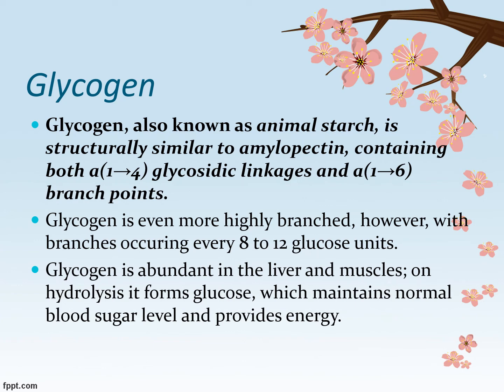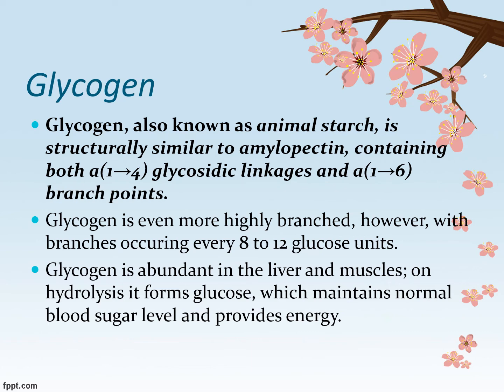So the second type of polysaccharide is glycogen. Starch is plant starch, glycogen is animal starch. The structure is similar to amylopectin. It has both alpha 1 to 4 glycosidic linkage and also alpha 1 to 6 branch point.